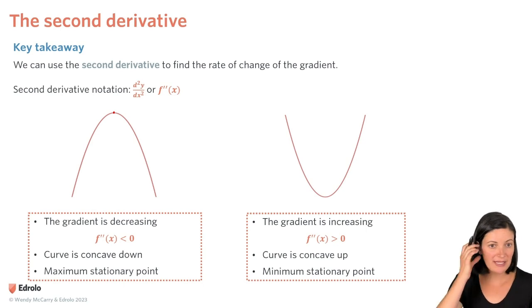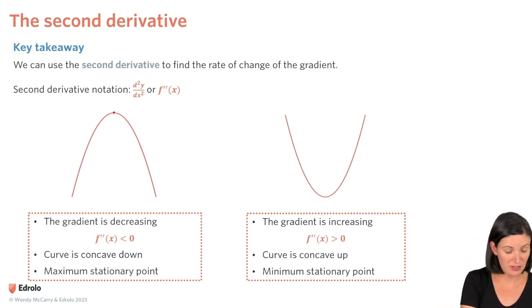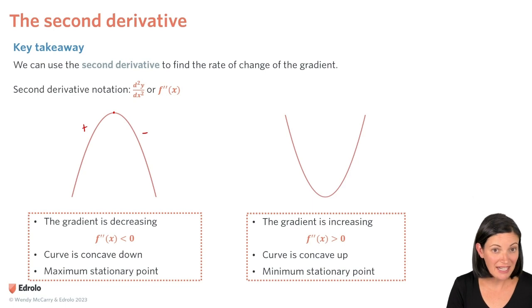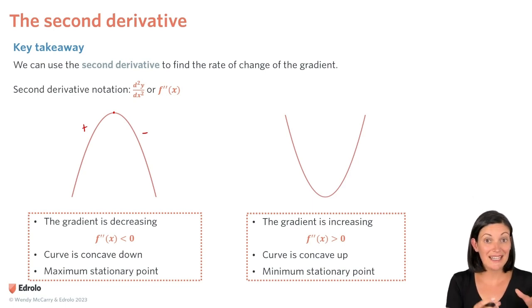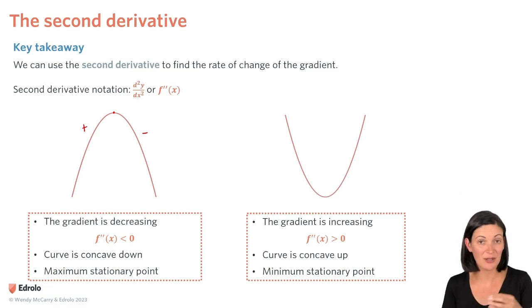Let's take a look at what's happening to the gradient. So we know that the gradient, or the first derivative, goes from being, so here we have a positive gradient, and then the gradient is 0, and then the gradient is negative. So the gradient is decreasing, okay? So the gradient is decreasing. Now the gradient of the gradient, that's our second derivative.